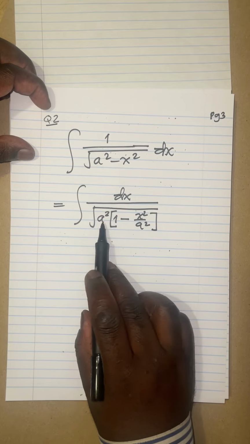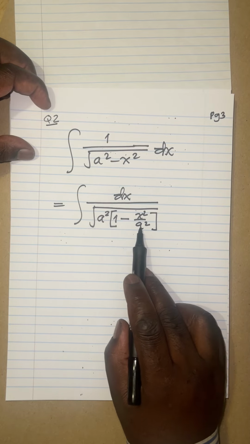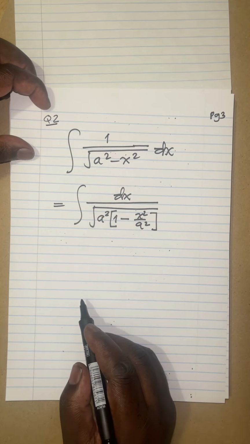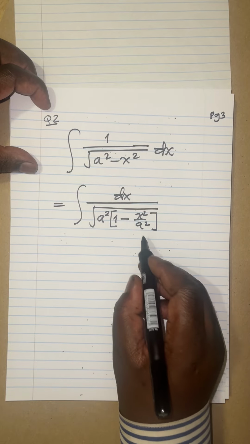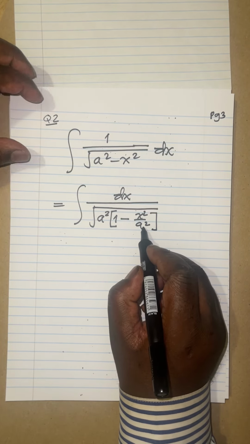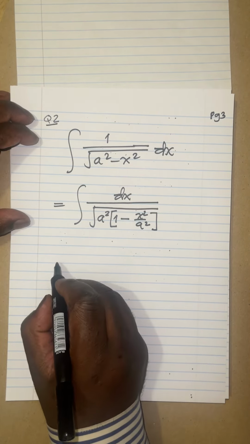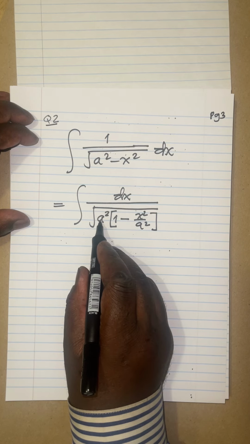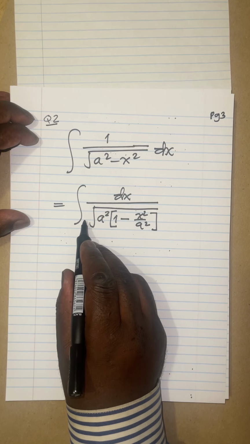Because if you expand this, this will be a squared, and that a squared will cancel that, and you have x squared, as you can see up there. Now this one I'm going to write as a square of one expression, like I did in question 1, and I'm going to take the square root of a squared. It will be a, it must come out.